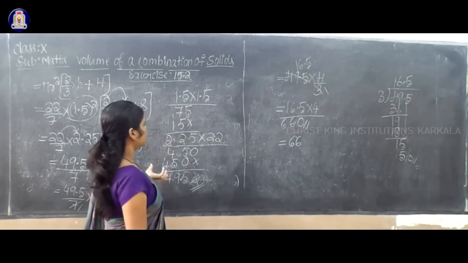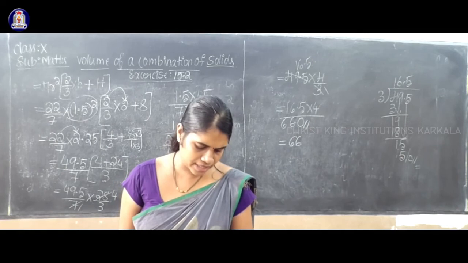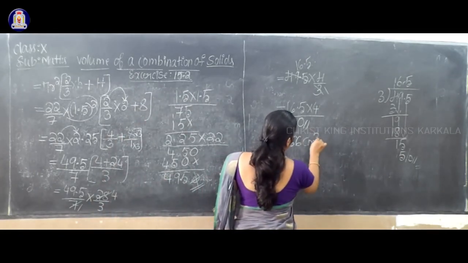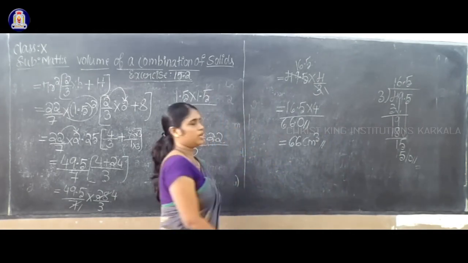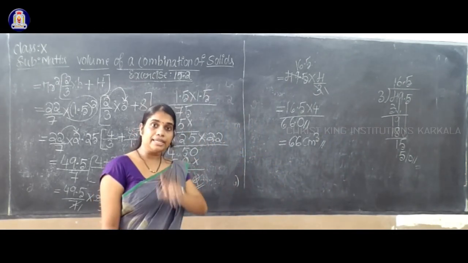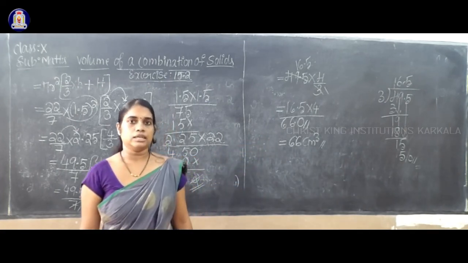So what is the unit here? Your numbers are given in terms of centimeters. So therefore this is 66 centimeter cube. Okay, so therefore the volume of the air contained in that model will be equal to 66 centimeter cube.